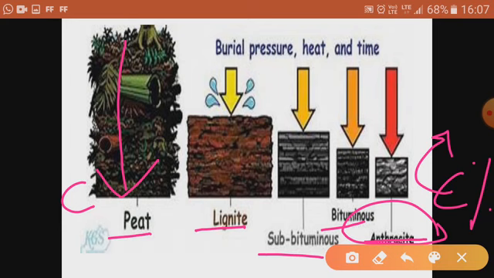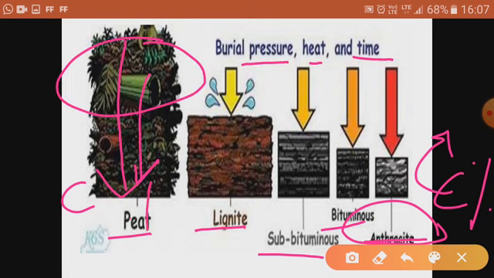With the increase in pressure, heat and time over the vegetation, it keeps changing, and it turns into peat first by the process of carbonization. What is carbonization? The process of conversion of vegetation into coal. So when it becomes coal, the first kind of coal, having a lesser percentage of carbon, is peat.